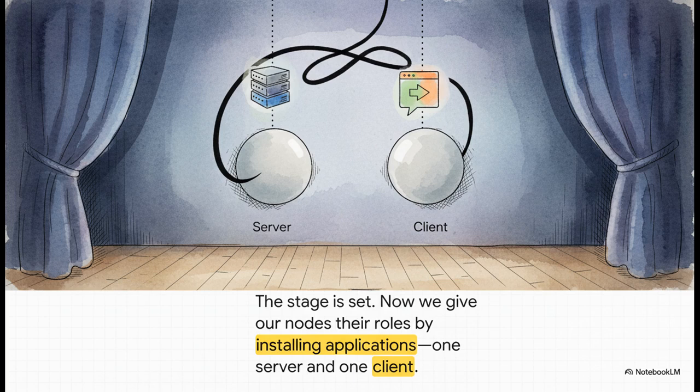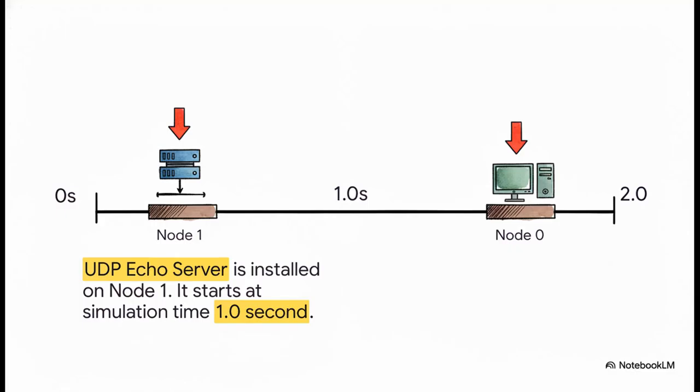Okay, step 4. We have our actors, we have the stage, now we need to give them their lines, their roles to play. And we do that by installing applications on them. We'll tell one node, you're the server, and the other, you're the client. So here's how we set it up. The server application goes on node 1, and we tell it to wake up at the 1 second mark. Then the client application goes on node 0, and we tell it to start at the 2 second mark.